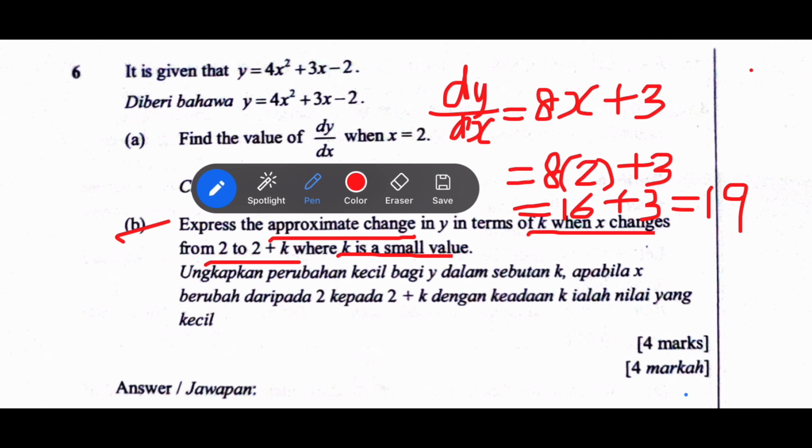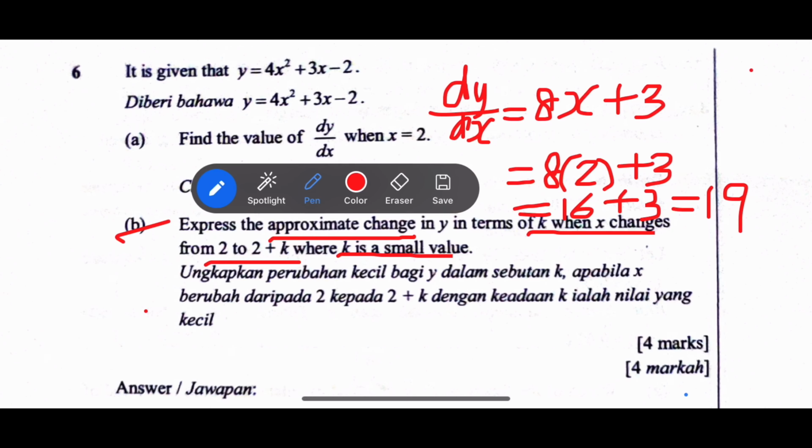Okay, now you see, they say find the approximate change in y in terms of k when x changes from 2 to 2 plus k, where k is a small value. So for this question, you have to find the small change of x first before you can find the approximate change in y. Approximate change and small change are the same. So the way to write it is you use delta y, to represent the small change or approximate change in y. So let's do it together now.